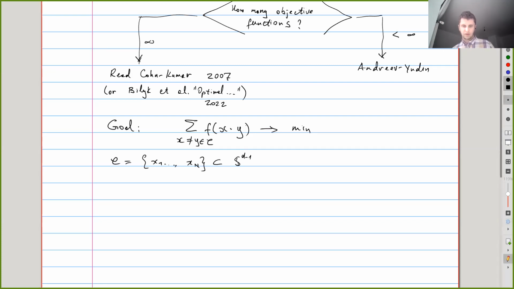Because you're on the sphere, this is not something of the form f of the pairwise distance. Obviously on the sphere, it doesn't matter if you're working with distance or dot product. So you might just as well work with the dot product like this. You look at all pairs of points, take their dot products, and minimize.